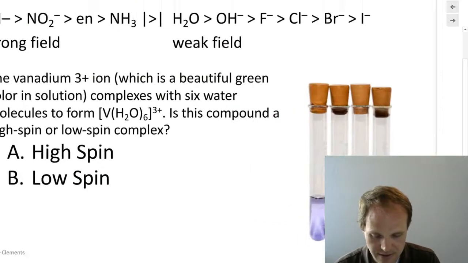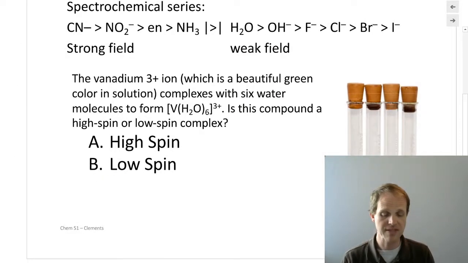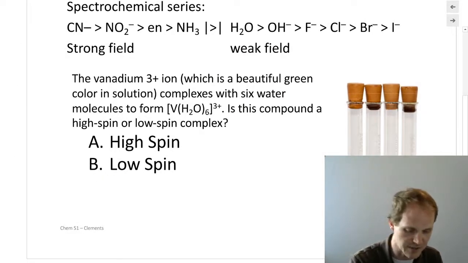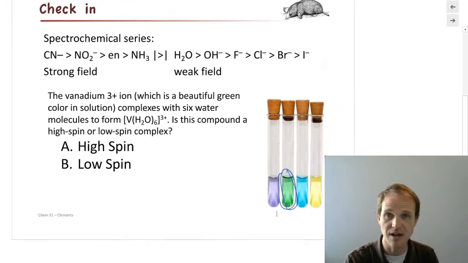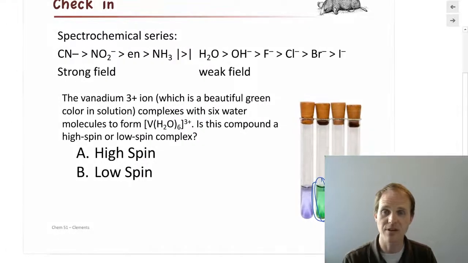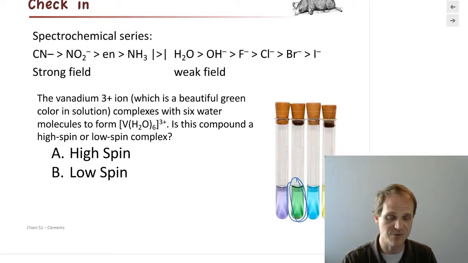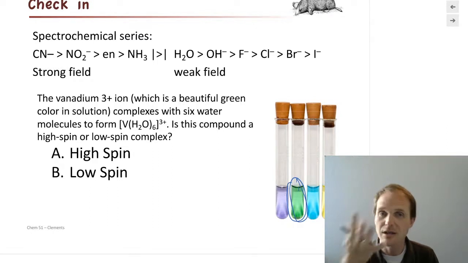All right, so here's one. The vanadium 3+ ion is a beautiful green color in solution. If you've ever worked with vanadium, the colors it produces are some of the most beautiful, pure colors you've ever seen in your life. So here's a green one. This picture doesn't do it justice. But it's got 6 water molecules. Is it a high spin complex or a low spin complex? And again, you don't need to know much about vanadium to do this one. You just need to worry about the parts that matter. All right, go.